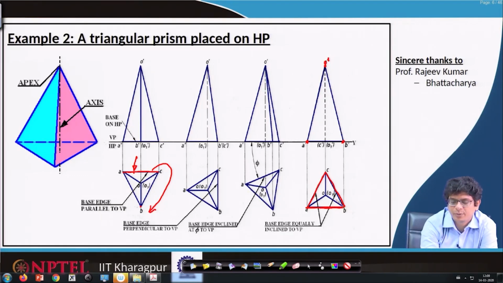This entire surface will be visible. So, this entire surface will be visible. These back side lines we can't really see, that is the reason we show it by dashed line.